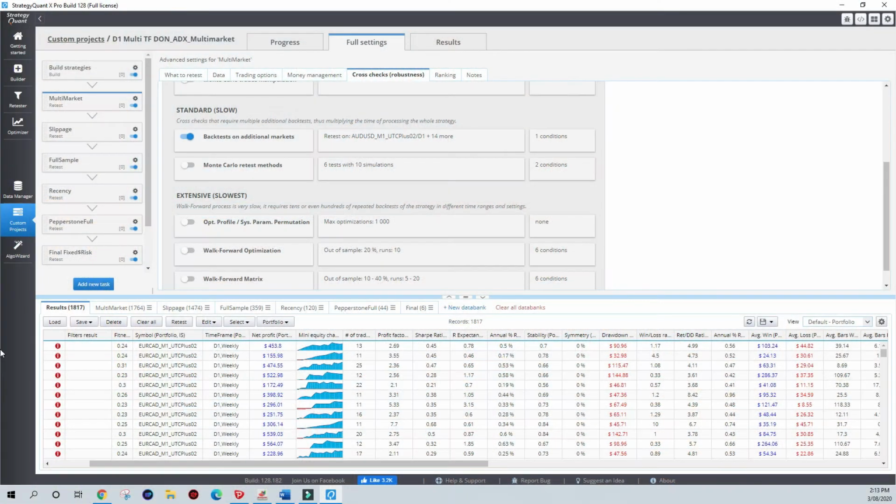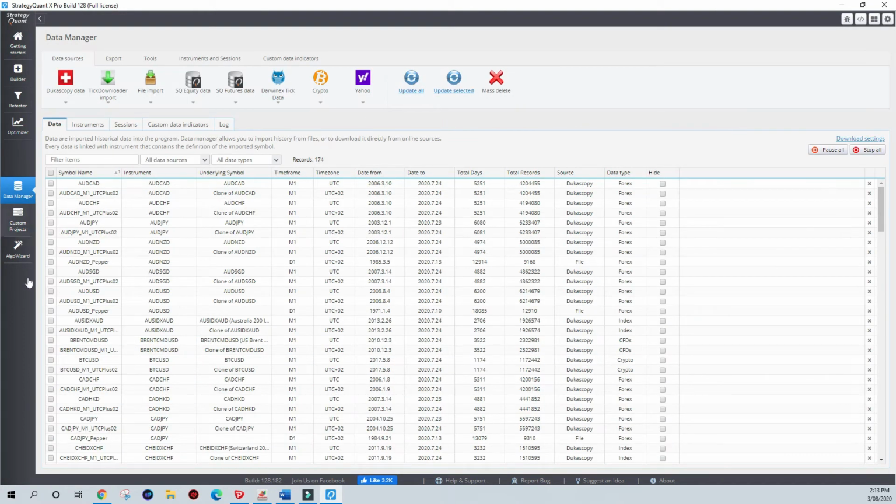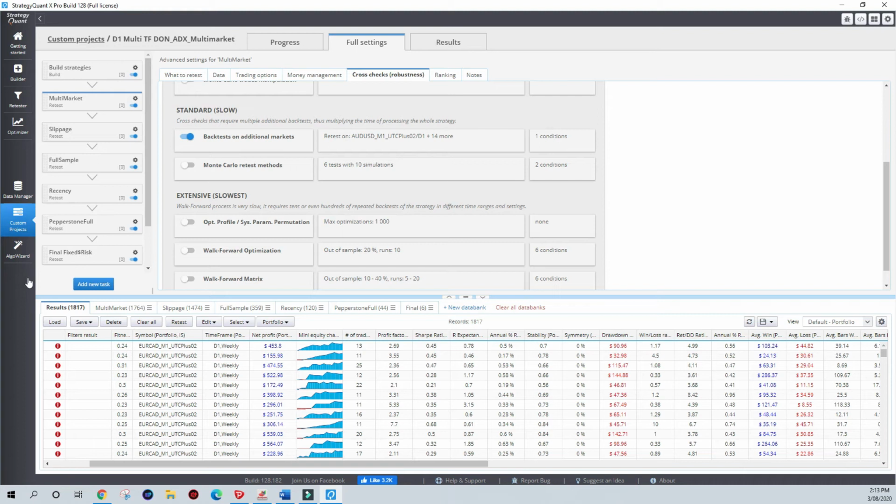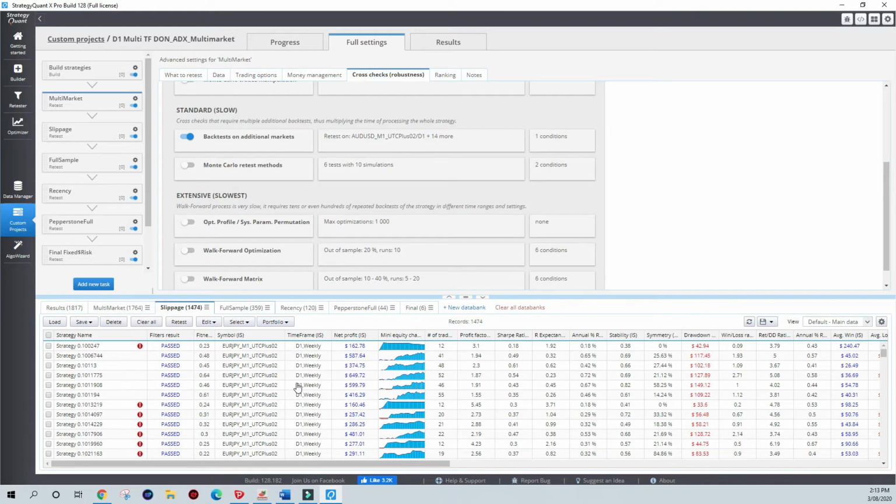So here we are. We left part 2 having investigated the data manager, which is here, and then providing a brief introduction to the custom projects feature of SQX, which is where we are now. So here we are in this custom projects function, and we are currently looking at the data bank, which is this section here, that contains the system solutions that have been sequentially generated by the workflow process, from build strategies through this process here to the final workflow process. And each one of these phases corresponds to a different data bank of results.